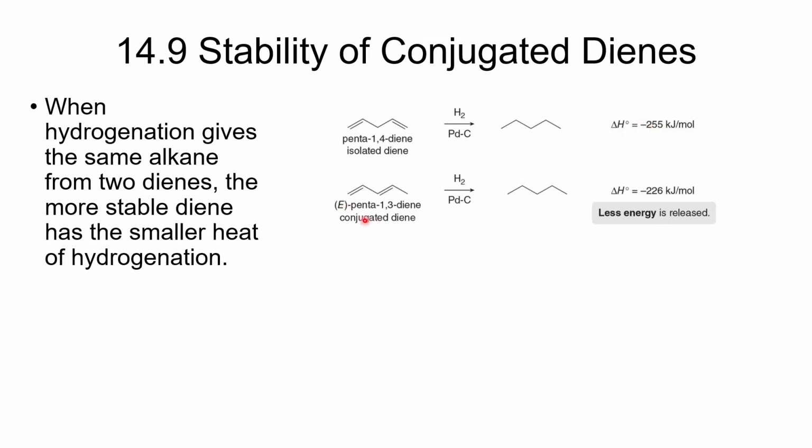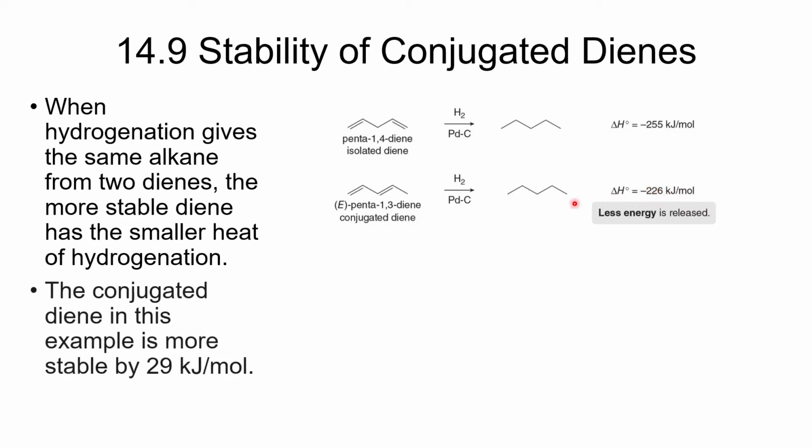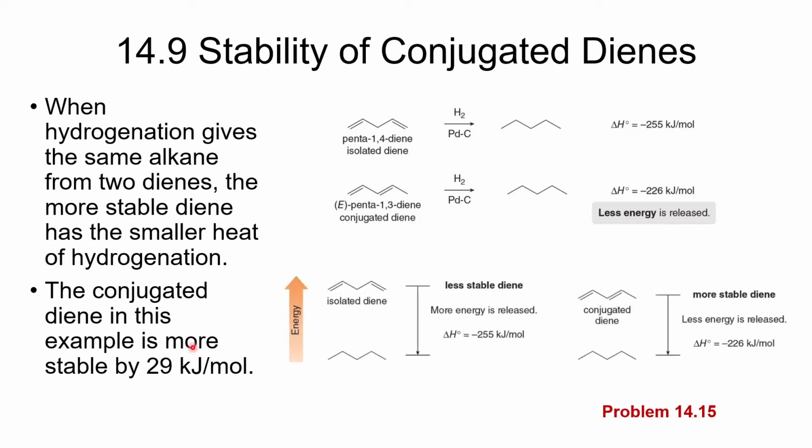In a similar fashion, if we do the heat of hydrogenation for this conjugated diene, you'll see that it only gives off 226 kilojoules per mole. That means because this gives off less heat and they have the same product, the one that gives off less heat is more stable. And in this case, it is more stable by 29 kilojoules per mole. And it turns out that is quite a bit.